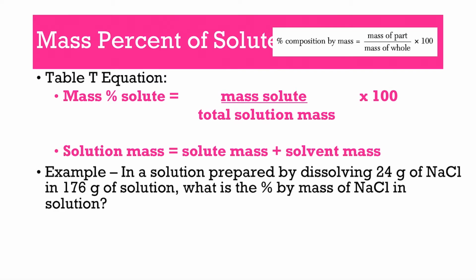Okay, going into the next one, this is mass percent of solute. Here we're going to look at mass: the mass of the solute, the thing that's being dissolved, over the total solution mass. This is our basic percent composition formula, so it's times 100. Here is the formula on the reference table, percent composition by mass.